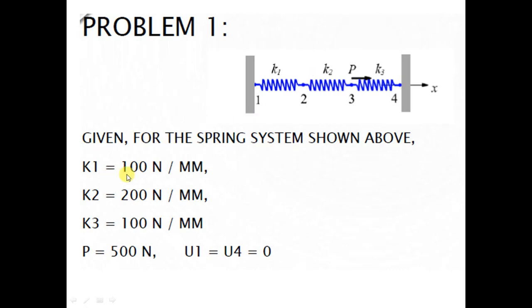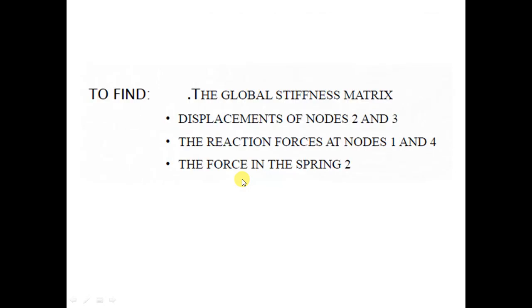Here K1 is given as 100 Newton per mm, K2 is 200 Newton per mm, K3 is 100 Newton per mm, and the value of P is 500 Newton. U1 and U4 are the displacements at node 1 and node 4, which are fixed, so they are constant. Let's start the solution. Firstly we have to find the global stiffness matrix, then the displacement of nodes 2 and 3, then the reaction forces at nodes 1 and 4.